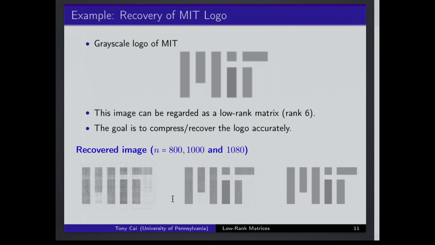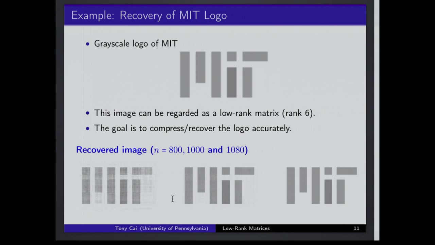And we try 3 different sample sizes. One is n equal to 800. You try n = 800 times and apply the algorithm, you recover that. And it's not too bad, but it's not as clean as that one. Now, if you further increase the sample to be 1,000, it's very good. And by the time it's 1,080, you get the original logo back exactly. So it works reasonably well, and we have tried, of course, other examples.